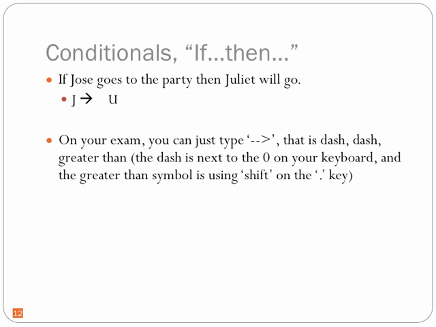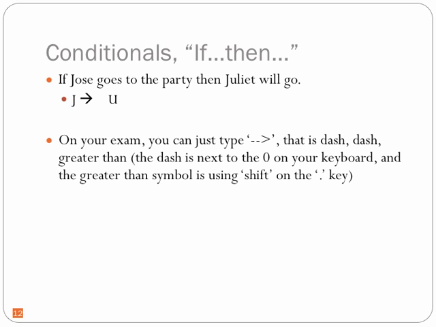So what are you going to do for the arrow? Well, if you can figure out a way to make an arrow with your computer, that's great. But if you can't, just use the dash symbol, which is next to the 0. Hit dash dash, no shift, and then the symbol that looks like greater than, which is to the left of the question mark. If you hit shift on the period key, you'll get that. So that sort of looks like an arrow.